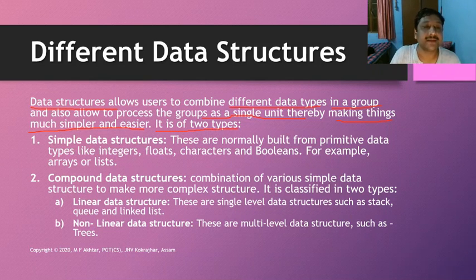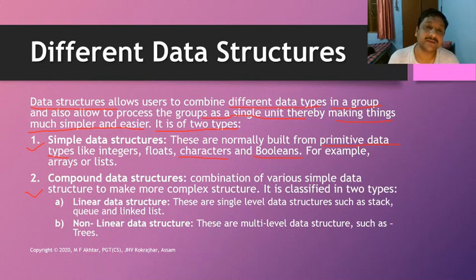It is of two types: simple data structures and compound data structures. Simple data structures are normally built from primitive data types like integers, floats, characters and booleans, for example arrays or lists. Primitive data type means integers, that is numbers, floating point numbers, characters, that is strings like name or address, and booleans, true or false, yes or no, 0 or 1 values. Simple values we have to take.